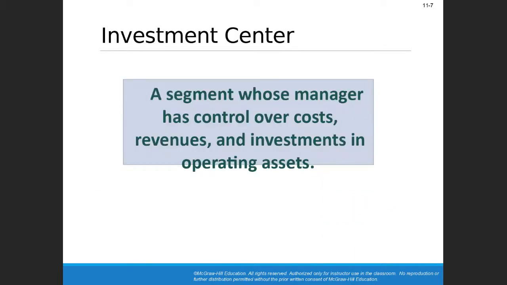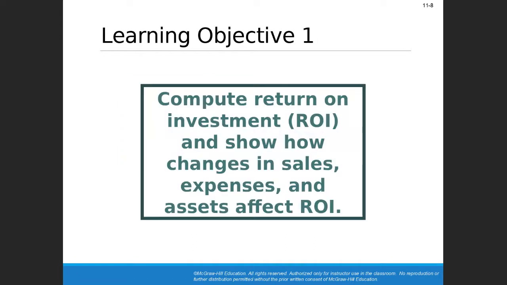An investment center, so the manager has control over everything. So you can imagine you're the head of a division, and so everything underneath there belongs to you, including the investments in things like where the buildings go and who buys that.